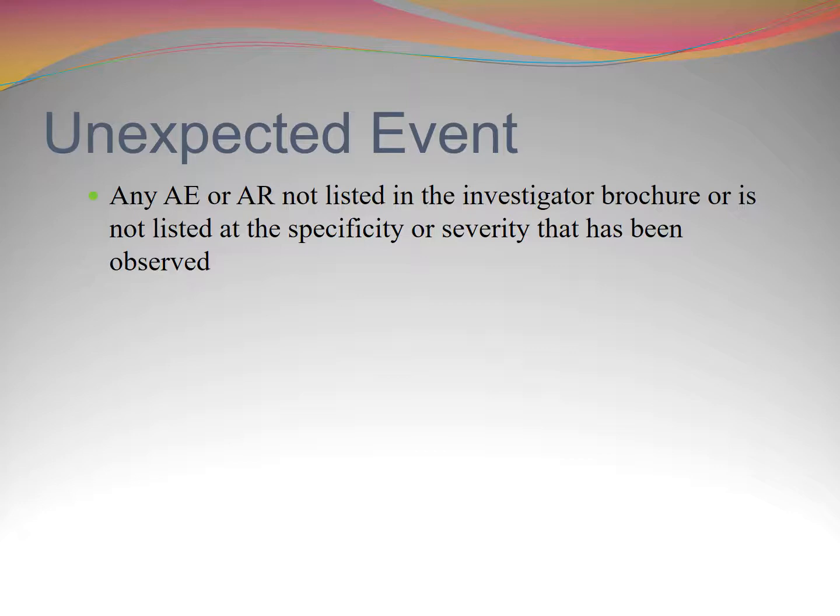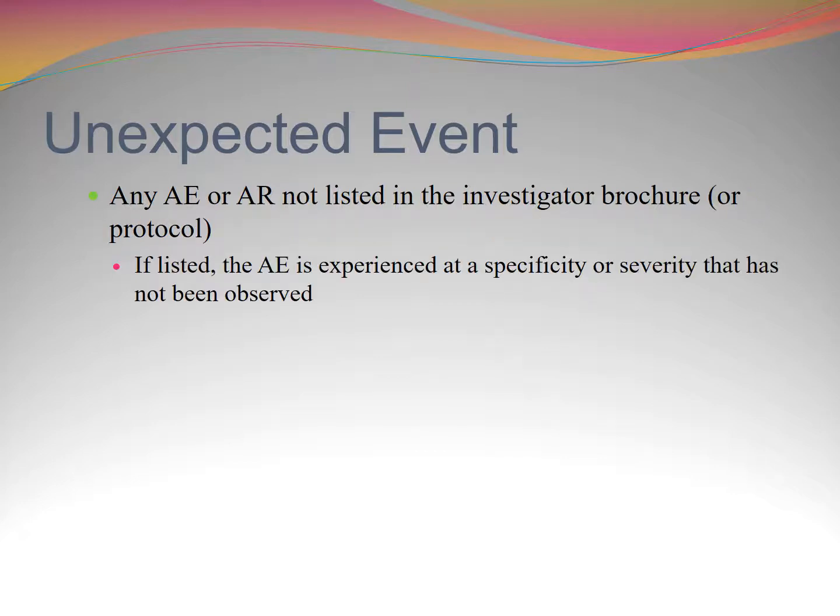But if the investigator brochure says cerebrovascular accident, which is a stroke, and you have something that's more specific than a cerebrovascular accident, a different kind of neurological event, then that becomes an unexpected event. So now you sort of understand why I gave you that little pep talk at the beginning of the lecture, that you are always going to work with other people to figure these things out. So that is an unexpected event.